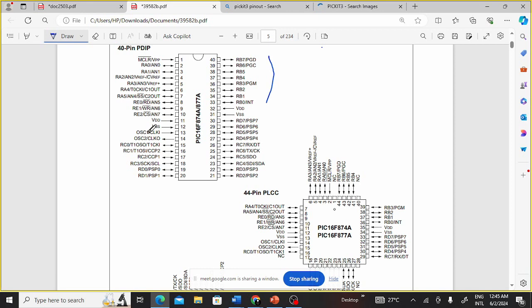So let me go to port C. OSC1 and OSC2 are crystal oscillator 1 and crystal oscillator 2. Similarly, these are the pins at which you connect your crystal oscillator. So these are clock output and clock input.